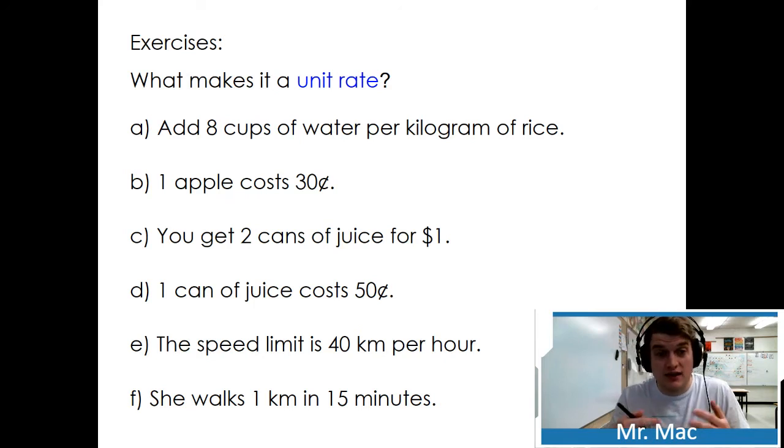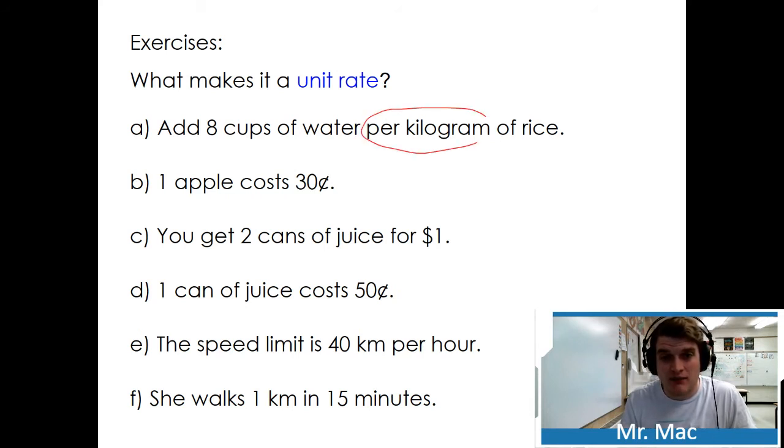Continuing along, we take a look at another page. What makes it a unit rate? Well, what makes it a unit rate for A is that it says per kilogram. And so then we know that 8 cups per kilogram, this is equal to 1 kg. 1 apple costs 30 cents. 1 apple is why it's a unit rate. Continuing along, you can see that each one of these is equal to 1.